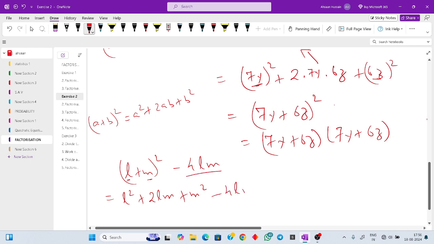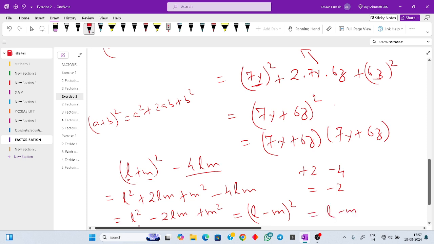Again this minus 4lm. So positive 2lm and negative 4lm will make negative 2lm, because positive 2 minus 4 is minus 2. So that's why we write minus 2lm plus m square. Now it has come in the form of a minus b whole square, because it is a square minus twice ab plus b square. So we'll write a minus b whole square, that is l minus m and again l minus m.